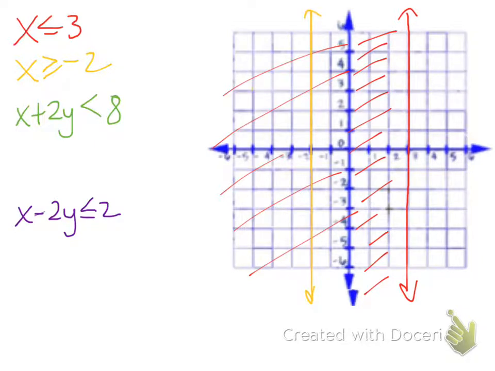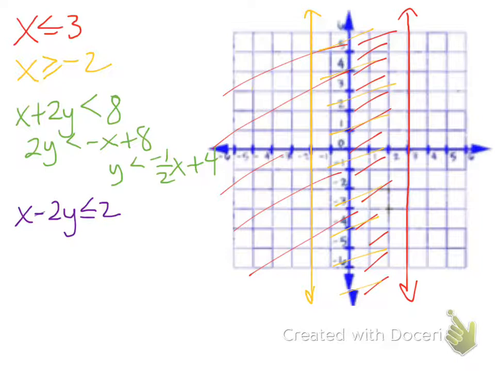And values greater than are going to be everything to the right. So right now, our region is going to have to be bound somewhere between these 2 vertical lines. Now we need to go ahead and graph x plus 2y is less than 8. So go ahead and pause the video and solve that for y. So when we solve that, we get y is less than -1/2 x plus 4.